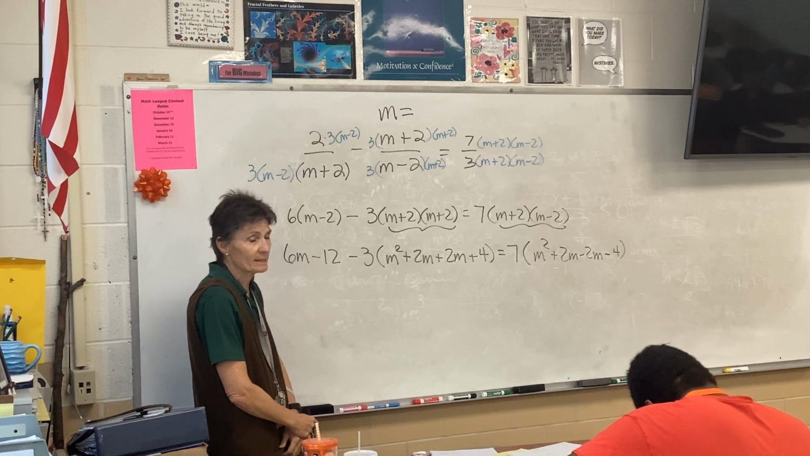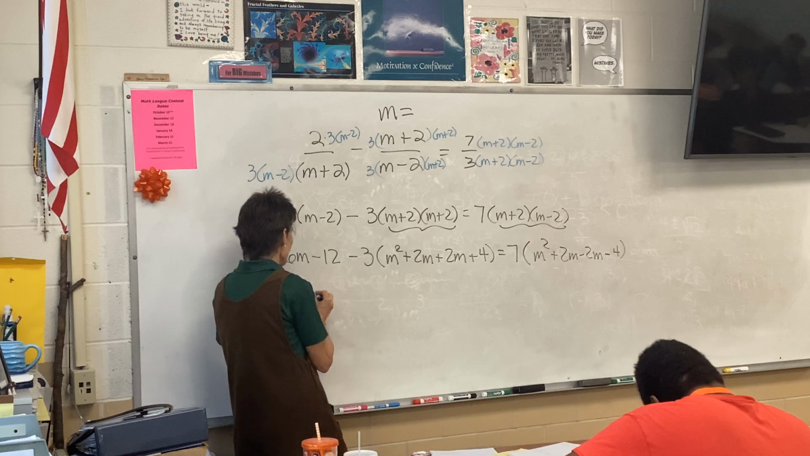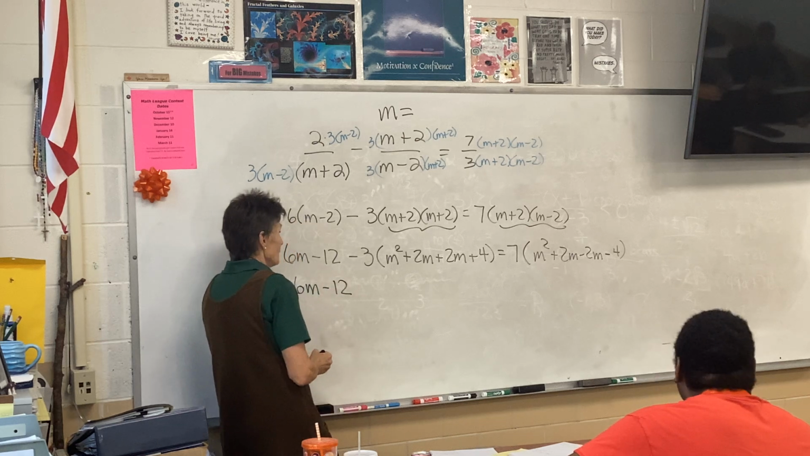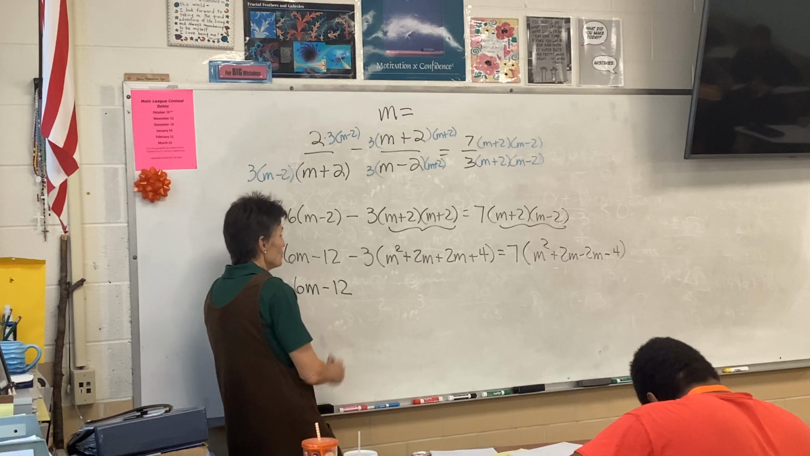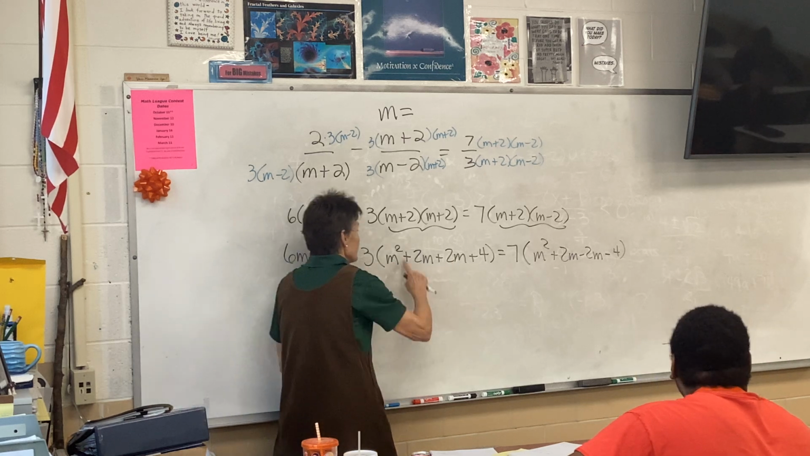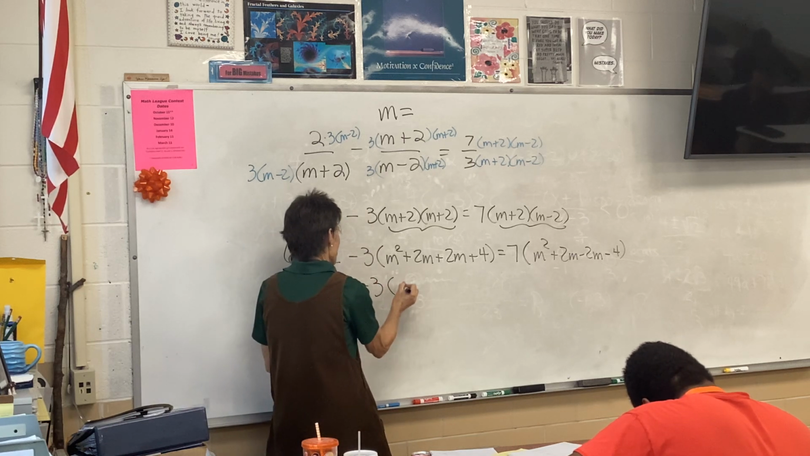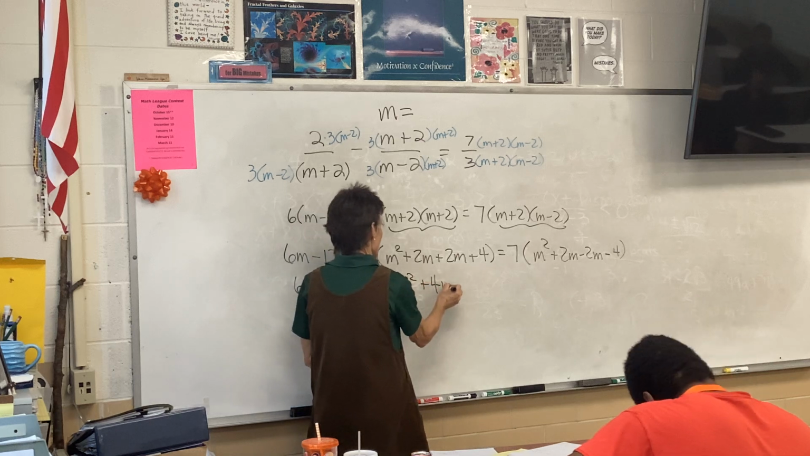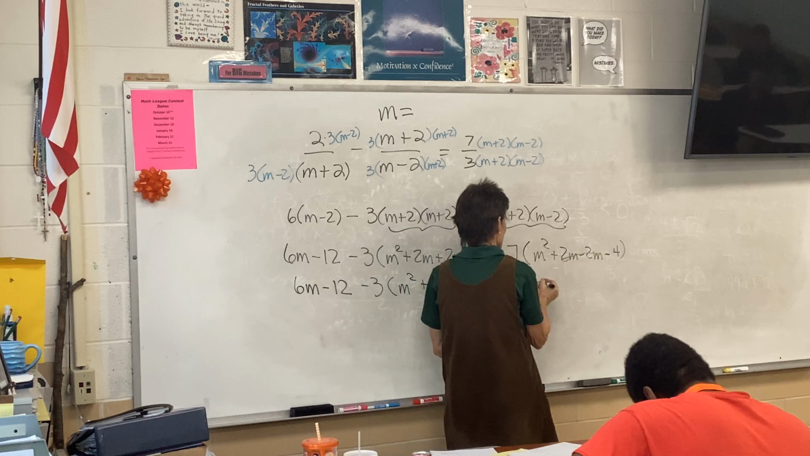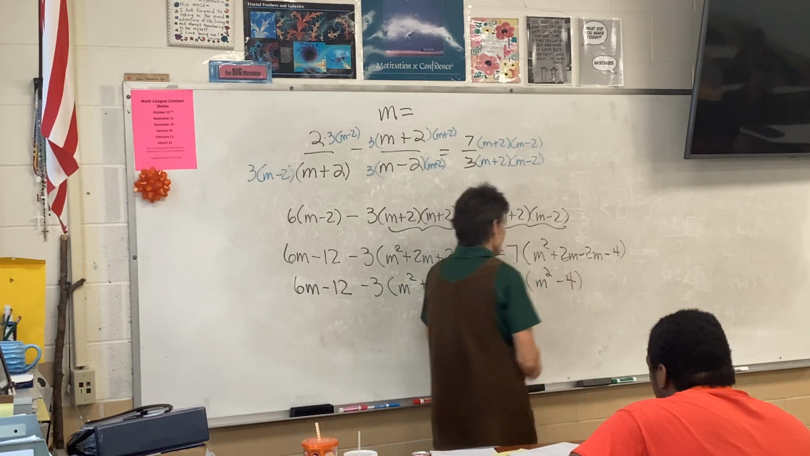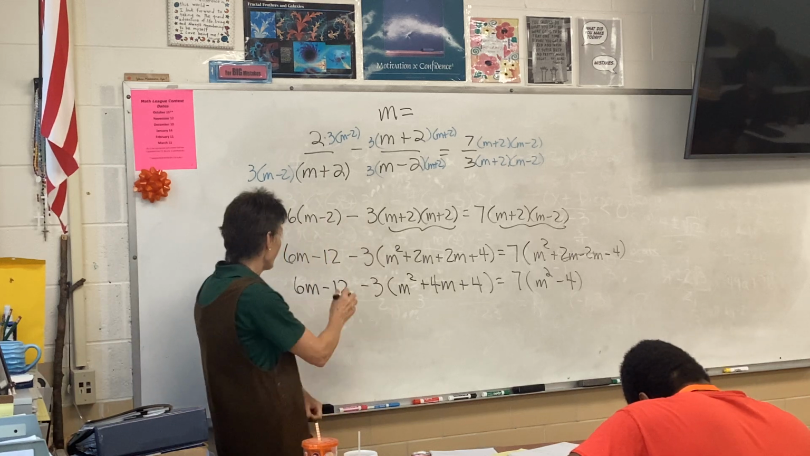There's a lot of arithmetic here. You have to be careful. All right, so 6m minus 12. Now it's kind of up to you. Do you want to go ahead and distribute, or do you want to clean up that parentheses first? Let's clean that up. So that's going to be m squared plus 4m plus 4. This one's going to be just m squared minus 4. So I cleaned up my parentheses, and now I have to distribute.